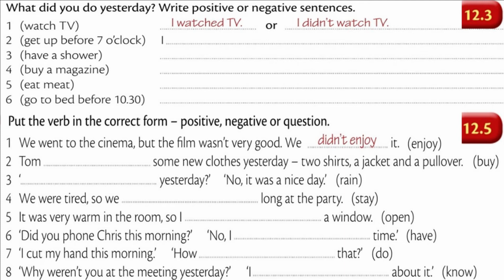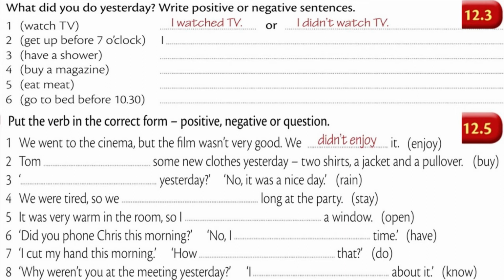Number 4. Buy a magazine. I bought a magazine. Or I did not buy a magazine. Number 5. I ate meat. Or I did not eat meat. Number 6. Go to bed before 10:30. I went to bed before 10:30. Or I didn't go to bed before 10:30.